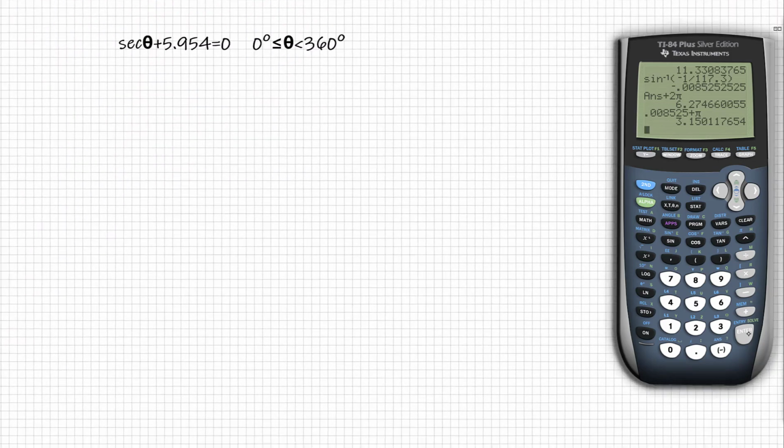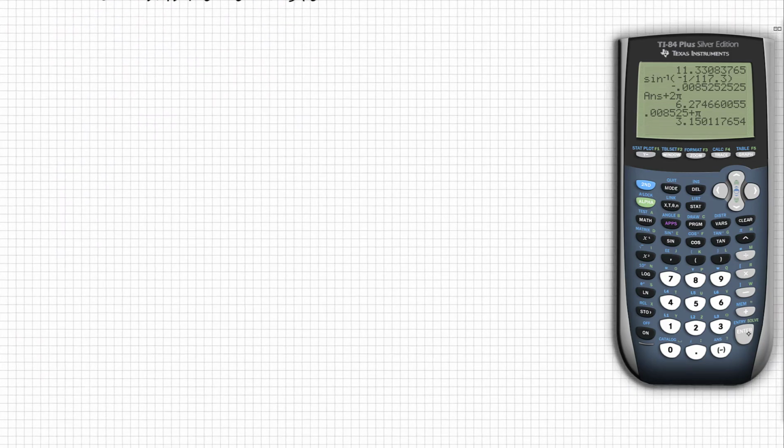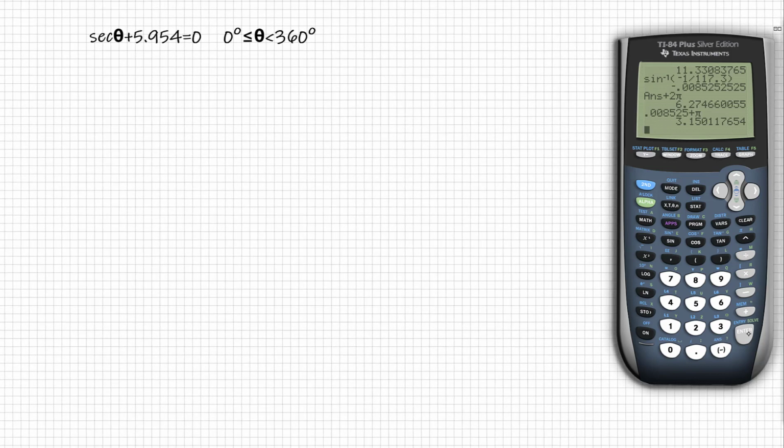One last question. This one's also going to require us to use a calculator. Secant theta plus 5.954 equals 0. Alright. Like any other linear based equation, we're going to go ahead and solve this for secant theta. That gives us secant theta equals negative 5.954.